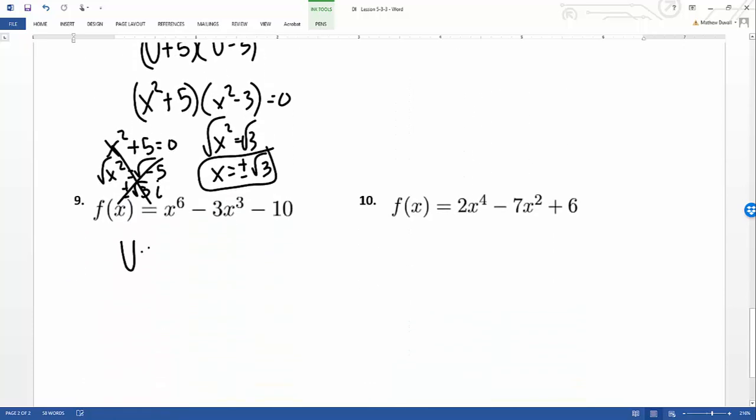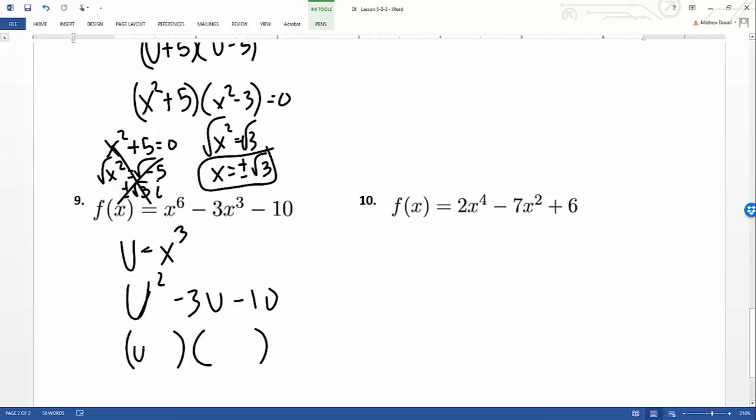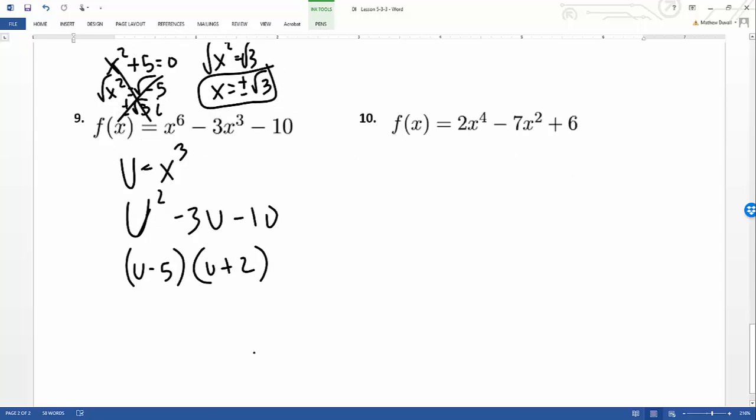For this one here, my u equals x cubed. So this becomes u squared minus 3u minus 10. That'll factor into u minus 5, u plus 2. Set that equal to 0. So u, I could resubstitute it back in. So this is my factored form. Right, so that's the factored form.